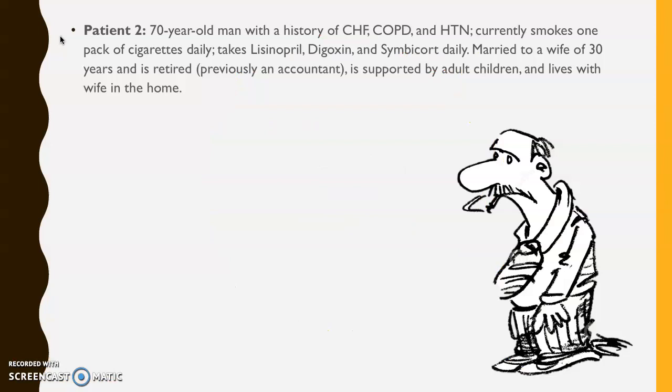So patient 2 is a 70-year-old male with a history of congestive heart failure, COPD, and hypertension. He's a 1-pack-a-day smoker and takes lisinopril, digoxin, and Symbicort daily. He's married to his wife of 30 years and is retired, previously an accountant, and is supported by his adult children and lives with his wife at home.